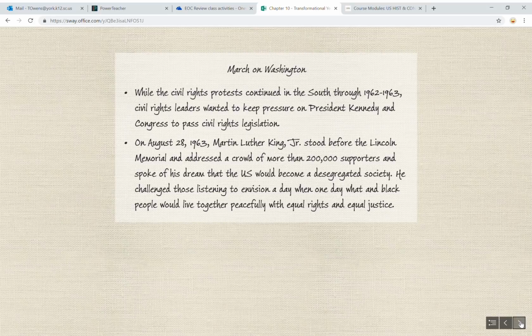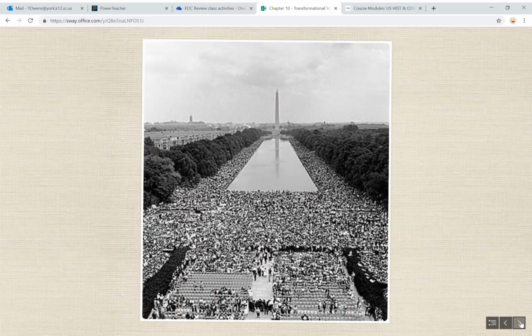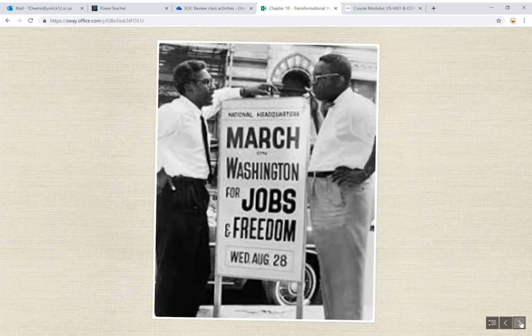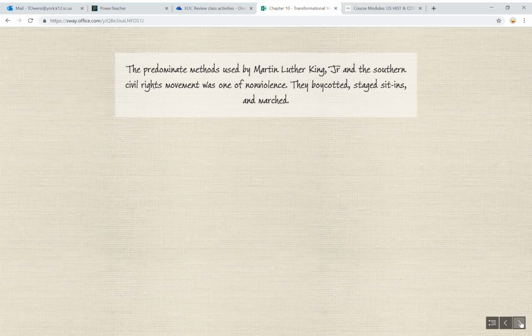But the important thing here is that he challenged those listening to his speech to envision a day where white and black people could live together peacefully with equal rights and equal justice. The pictures that you see of this are amazing. Just the number of people who congregate on the mall. And you can see some of the advertising for it.